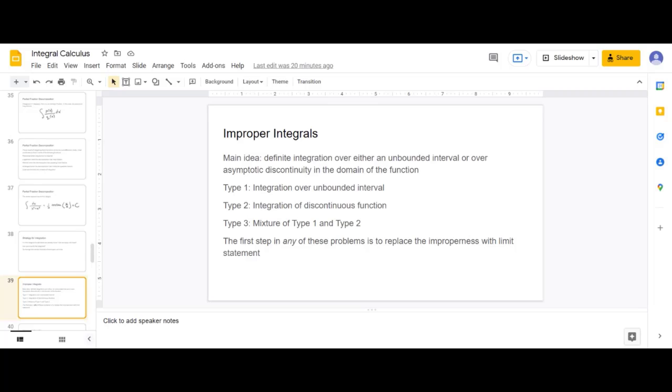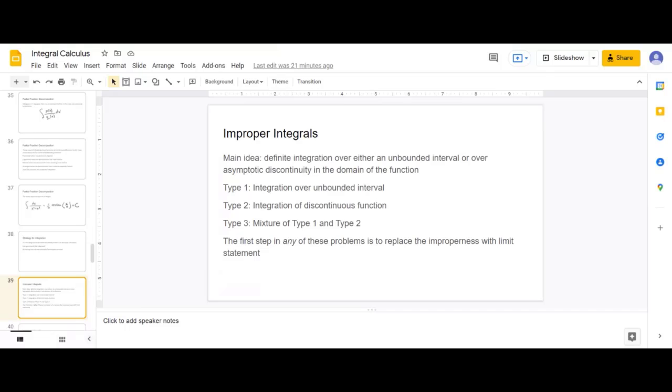So we call type 1 an unbounded interval. Type 2 is over the discontinuity. And I said type 3 is a mixture. They don't really call it that, but I figured it's worth noting. That could happen as well.